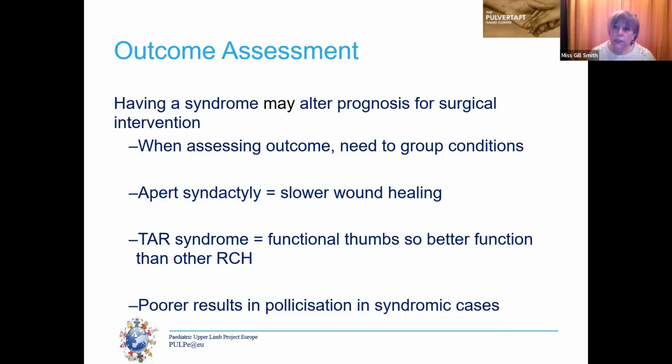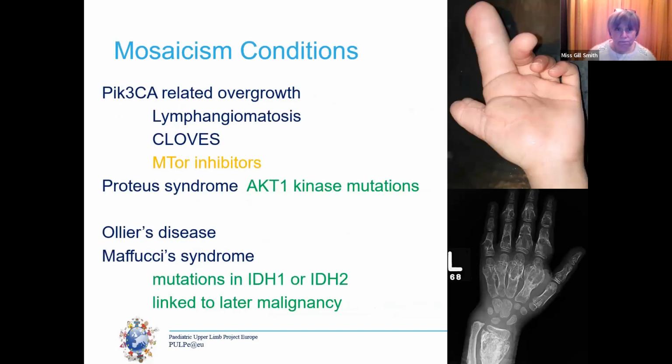Remember, things such as the Apert syndactyly always have slower wound healing, probably related to their sweatiness. In TAR syndrome, you have functional thumbs. So on the whole, their function's going to be a little bit better than their compatriots with other forms of radial dysplasia that don't have functional thumbs. And on the whole, most series have shown pollicization in syndromic cases doesn't do as well as isolated. It certainly doesn't do as well when you've got a more proximal radial deficiency.